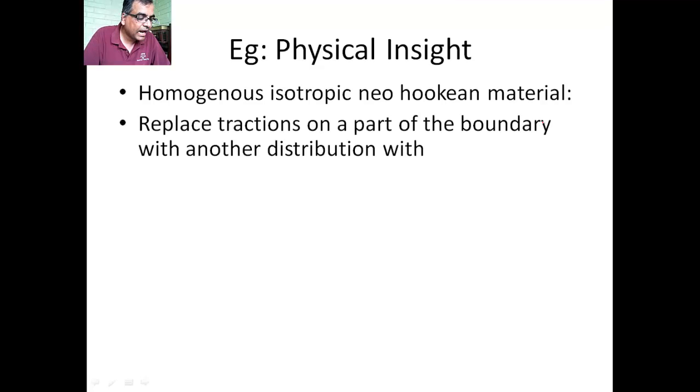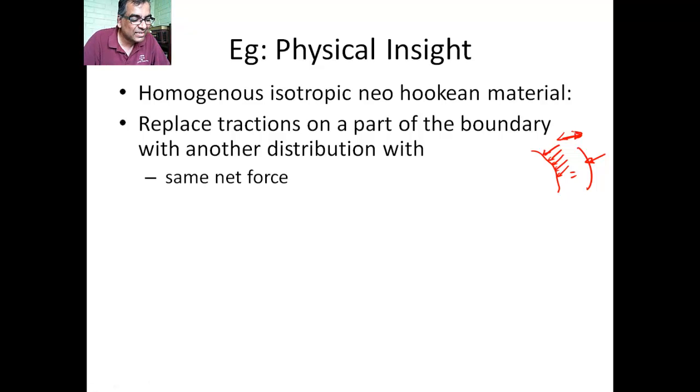If you replace the tractions on part of the boundary with another distribution, what do I mean? Here is one part of the boundary, and let us say you have tractions that are like this, uniform traction, and you replace it with a single force for simplicity, or you replace either this way or that way. What it is that it has to have the same net force. So if the total force due to this is 10 pounds, this had better be 10 pounds.